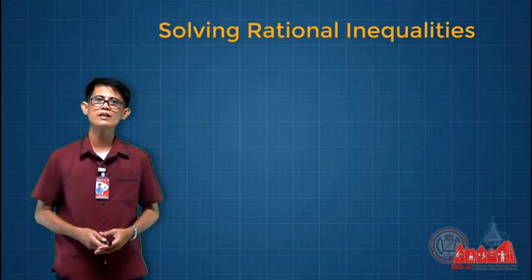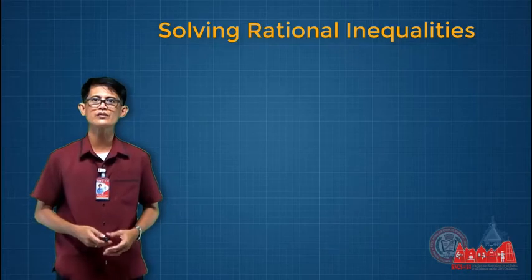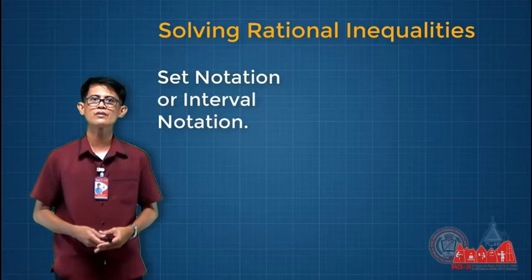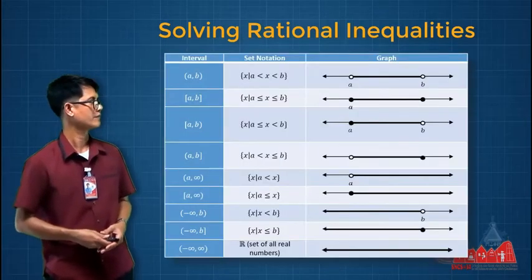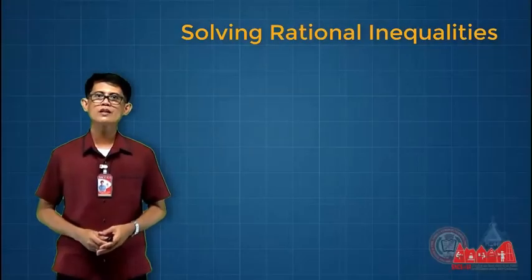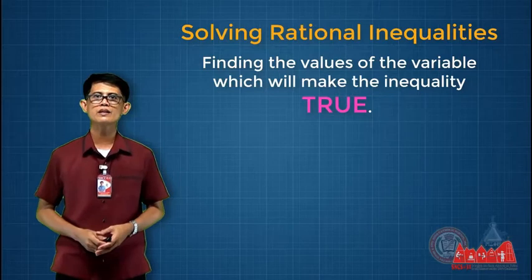For solving rational inequalities, an inequality may have infinitely many solutions. The set of all solutions can be expressed using set notation or interval notation. Remember our video lesson number 1? These notations are presented in the table. Solving a rational inequality means finding the values of the variable which will make the inequality true.